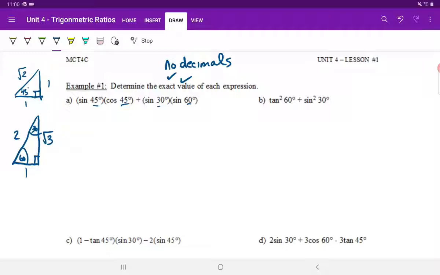And now what we do is we replace sine 45 with the ratio that it equals from our special triangle. So let's write equals. What is the ratio for sine 45? Well, let's go to our 45 degree angle triangle. This is our opposite side. This is our adjacent side. This is our hypotenuse. Remember that sine is opposite over hypotenuse. 1 over square root 2.